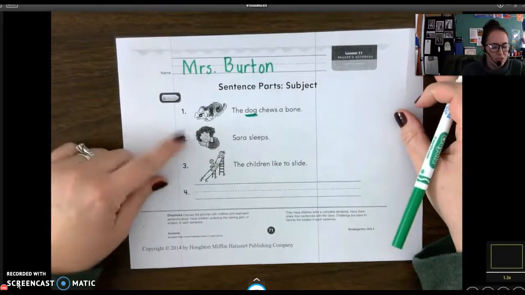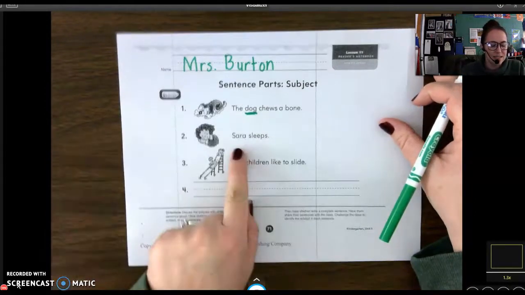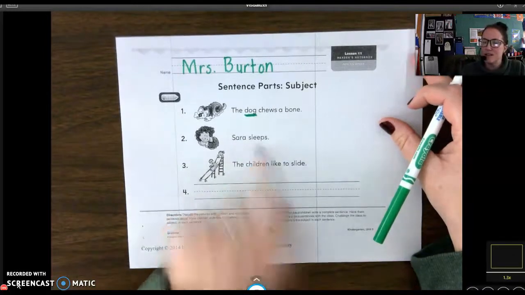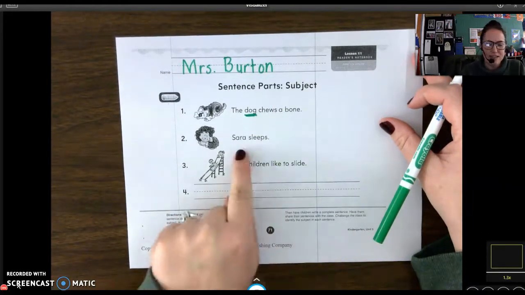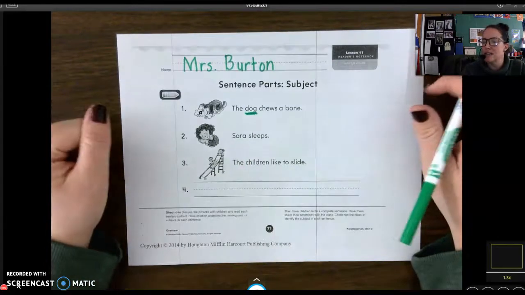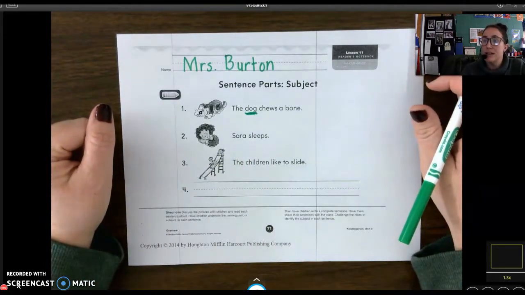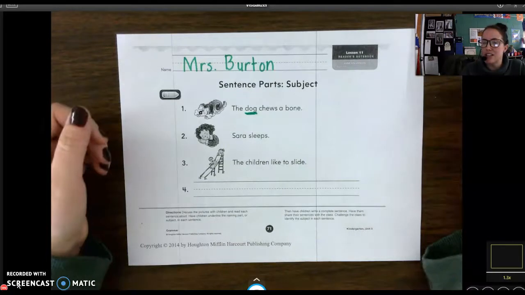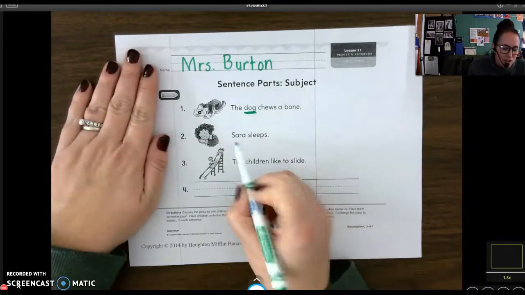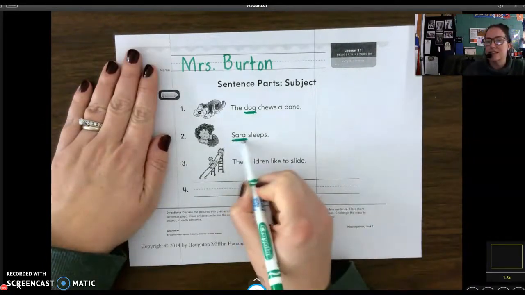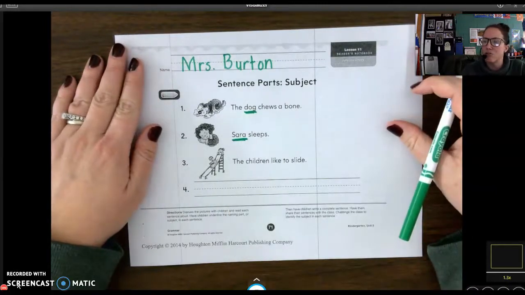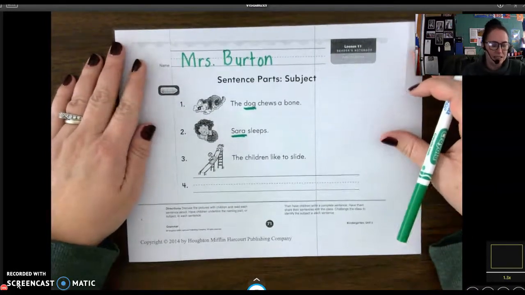Let's look at number 2. This sentence says, Sarah sleeps. All right, Sarah sleeps. So who or what is that sentence about? Sarah. She's the one doing the action, isn't she? She's sleeping. So we're going to draw a line under Sarah. Sarah is the subject of that sentence. It's who or what we are talking about in that sentence.